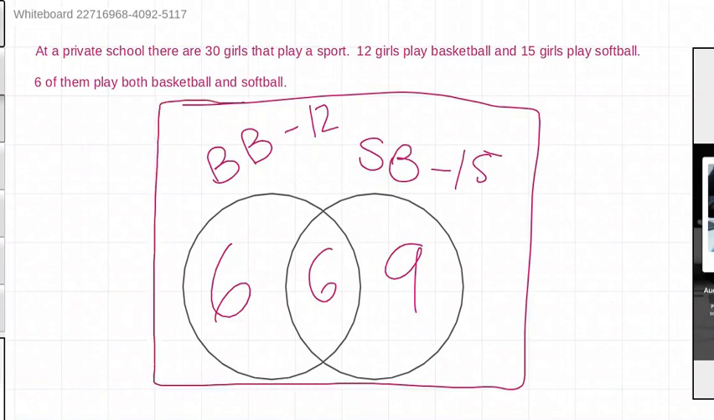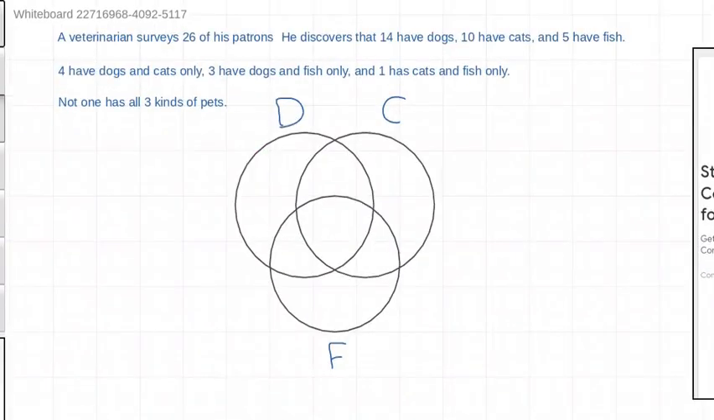So now that we've drawn it, we have to put our 9 in a corner. We can put our 9 in any corner. It can be here, it can be here, it can be here, or it can be here. But that's how we show that there are girls left over.